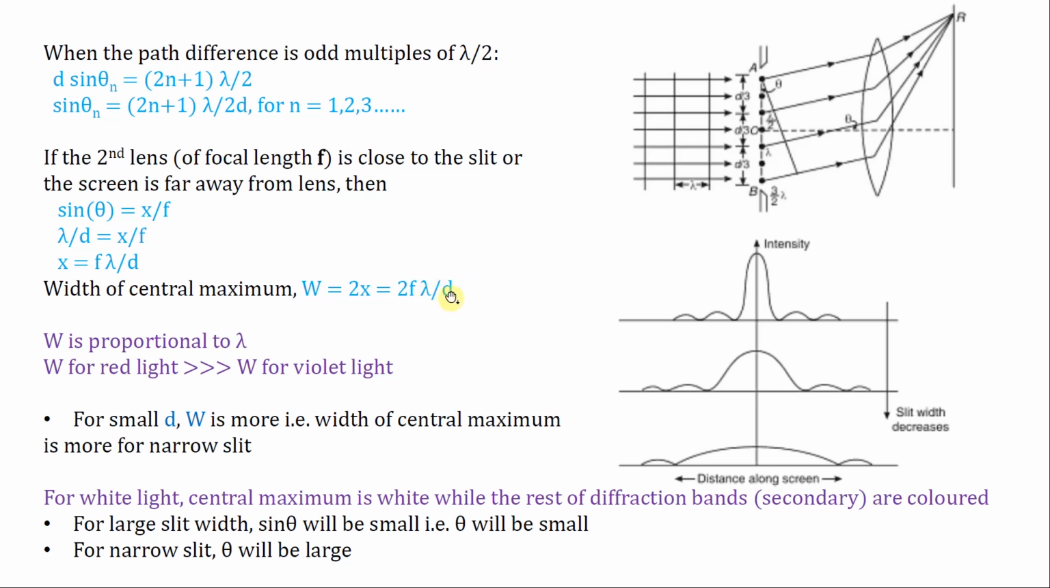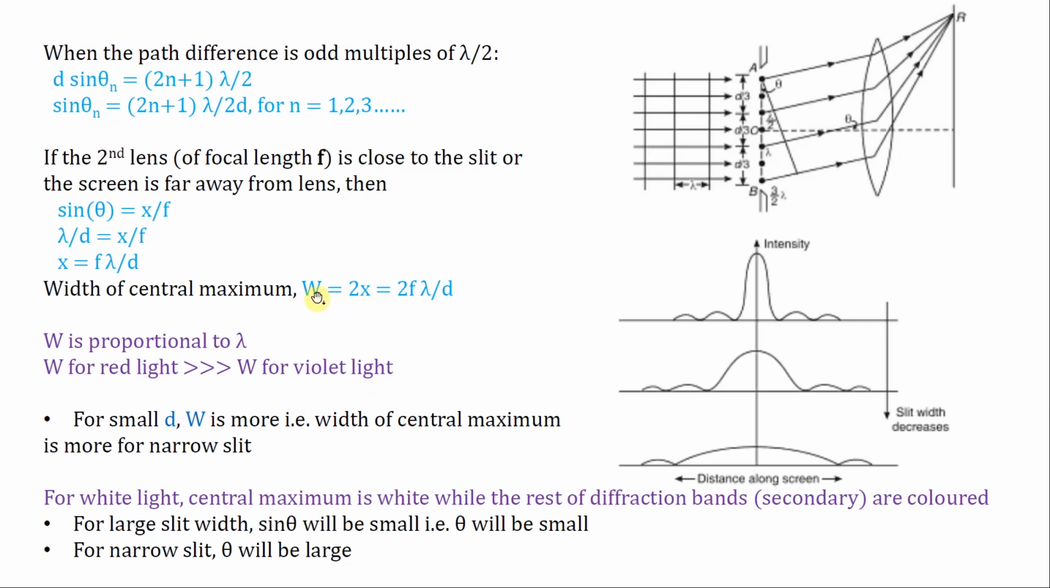So let's see what is going to happen. If W is proportional to lambda, that means waves which have higher wavelength will always have maximum width. The width of the central maximum will be more. So that means the width of the central maximum for an incident red light will be more than the width which we get for an incident violet light, because we already know that the wavelength of red is higher than that for violet.